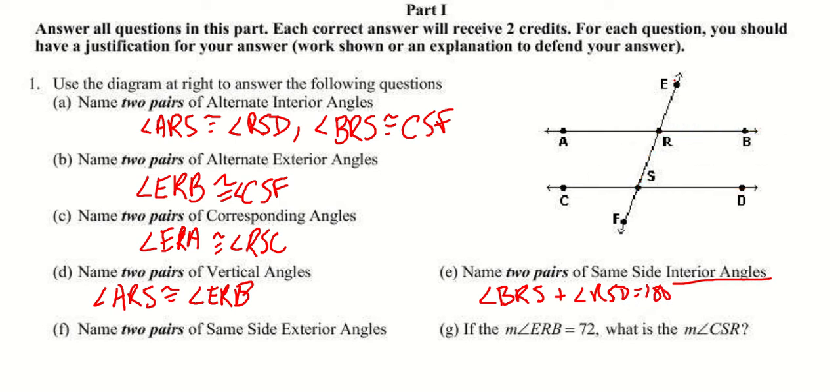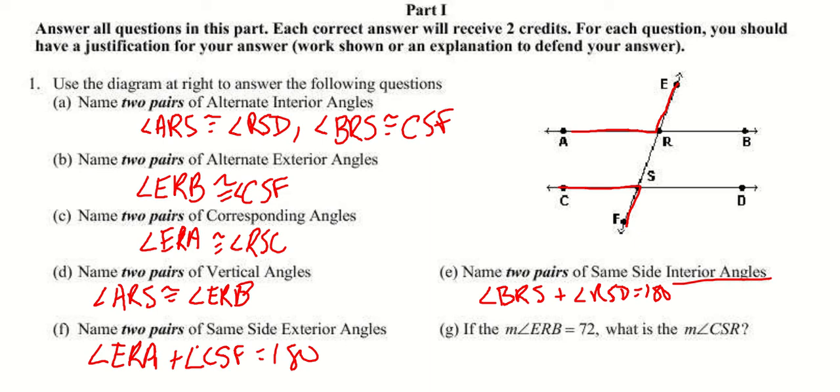Likewise, we're going to do same side exterior. So we'll go on the other side this time. So that's angle ERA over here. And exterior, same side, would be CSF. Angle ERA and angle CSF. And remember, I already made an error, okay? Those two angles are not congruent, right? They add to 180.